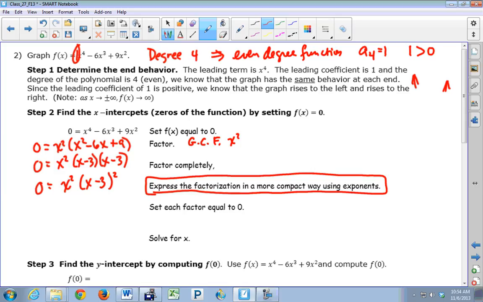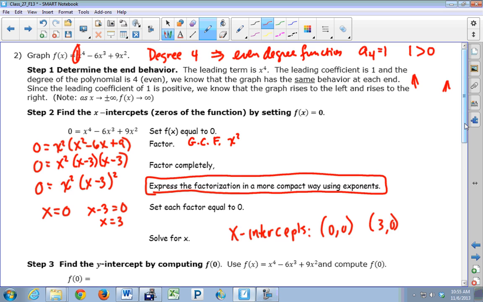Now I set each of my original factors equal to 0. My first factor is x. I set that equal to 0. I'm done. There's one of my zeros. And I set one of my other factors equal to 0, and x is 3. So I know on my graph that I will have x-intercepts because my zeros of my function appear on my graph as x-intercepts. So I know on my graph I can plot these 2 points.